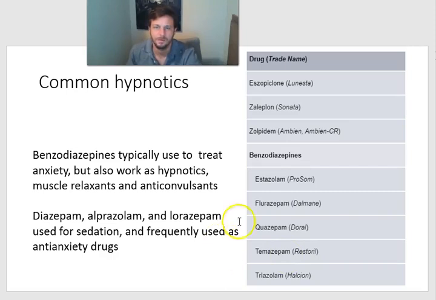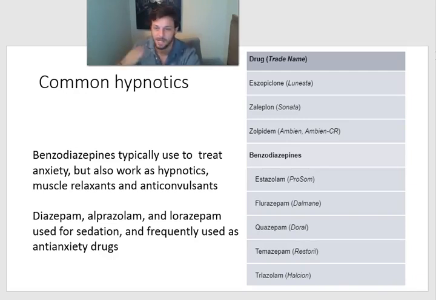Dalmane, clorazepam. This one's long acting and kind of works like your barbiturates, where the following day you can have that hangover, not feeling so great with it. Temazepam, really immediate, no real after effects on it, works really well for a hypnotic getting you to sleep.